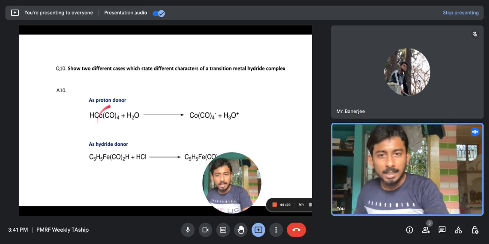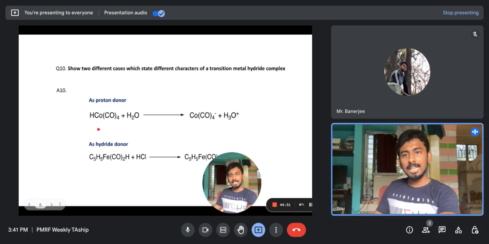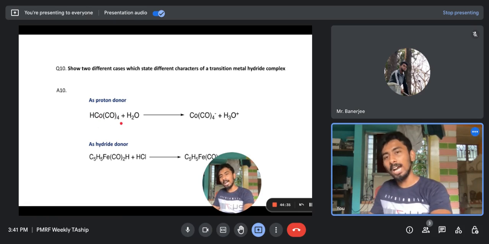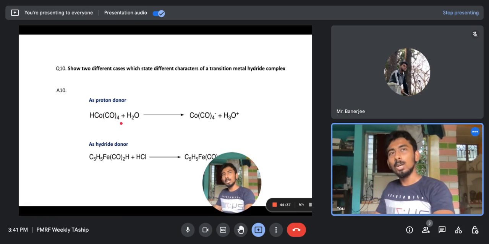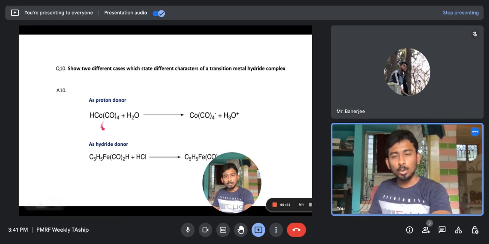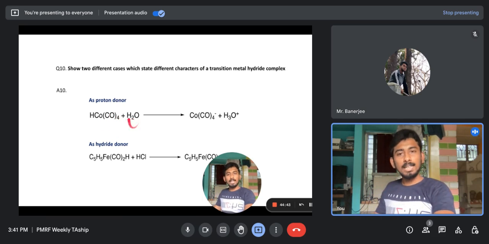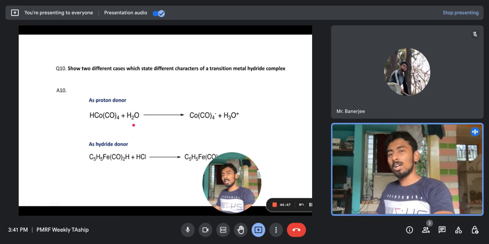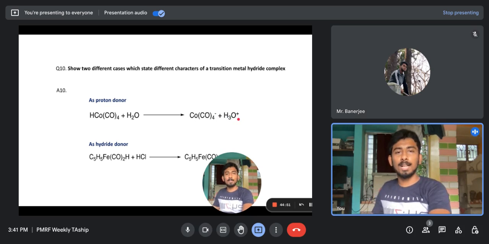So as a proton donor, this is the case. I have already said that HCo(CO)4 has a very high acidity, comparable with sulfuric acid; the pKa is about 1. So when HCo(CO)4 is allowed to react with water, it can even protonate water. It will produce Co(CO)4 minus and H3O plus.